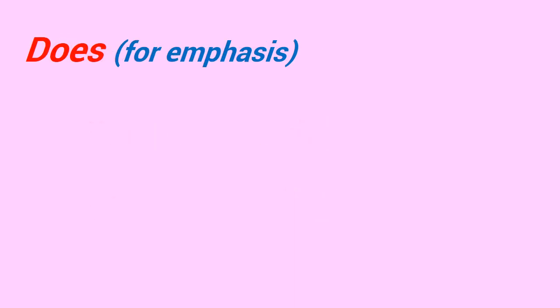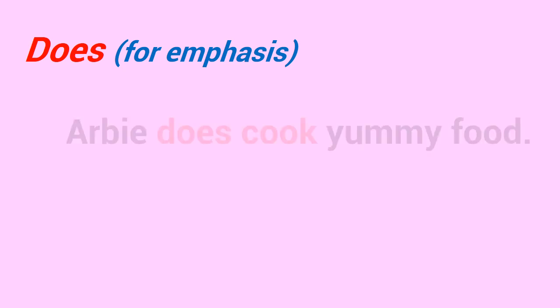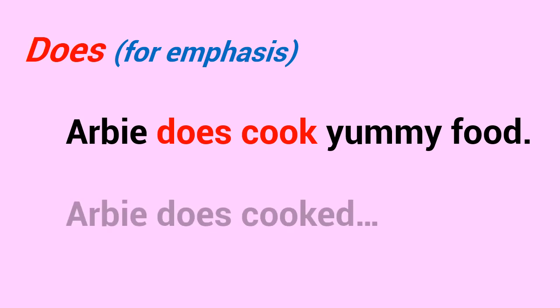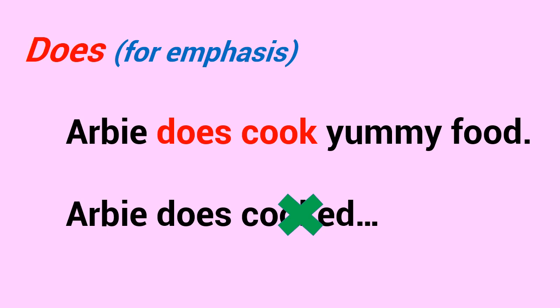Does for emphasis. Notice how I am going to say the word does in the sentence. Arbie does cook yummy food. So meaning I am emphasizing that Arbie really does cook yummy food. And we are not going to say Arbie does cooked, because cooked is in its past tense, not in its original form or base form.